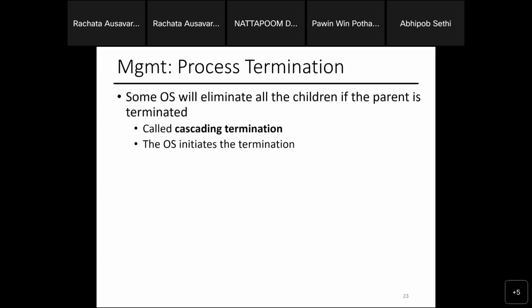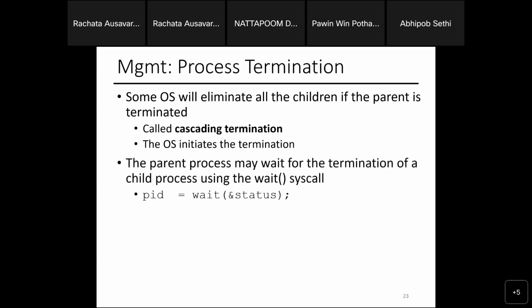Some OS will also eliminate all the children if the parent is terminated. This whole thing is called cascading termination. Why is that possible? The OS has a PCB, right? The structure that maintains the status of the process. So I know the parent, I know the child. If I'm killing this process, I then know all the child process IDs, which I can send a kill to, which kills the child process.